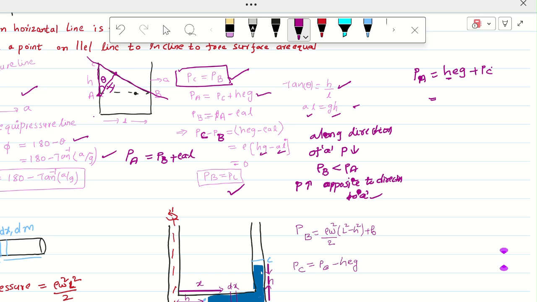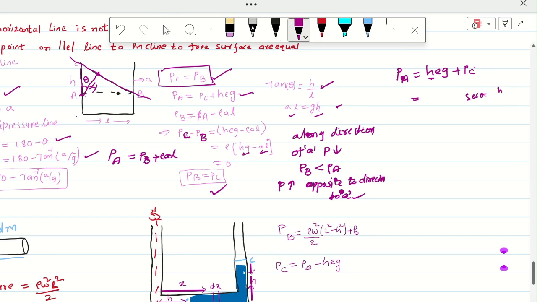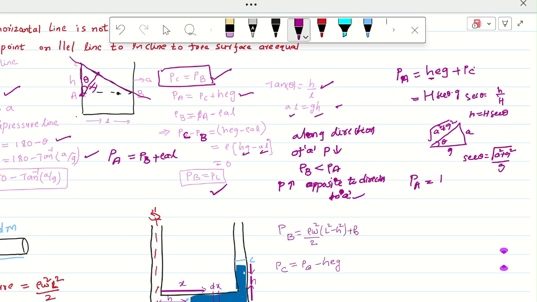Secant theta is hypotenuse by adjacent, the reciprocal of cos theta. Therefore small h is equal to capital H secant theta, so capital H secant theta into g. Now from the triangle, we know tan theta is equal to a by g, so the hypotenuse is root over a squared plus g squared. So secant theta is root over a squared plus g squared by g. Now if you substitute, PA is equal to, in terms of capital H, H rho root over a squared plus g squared, plus PC.